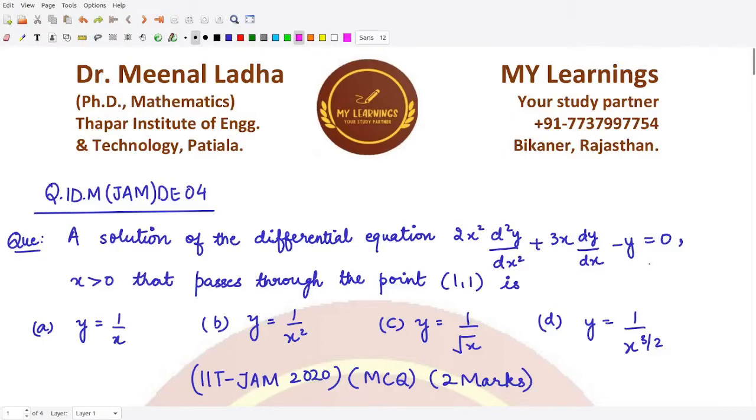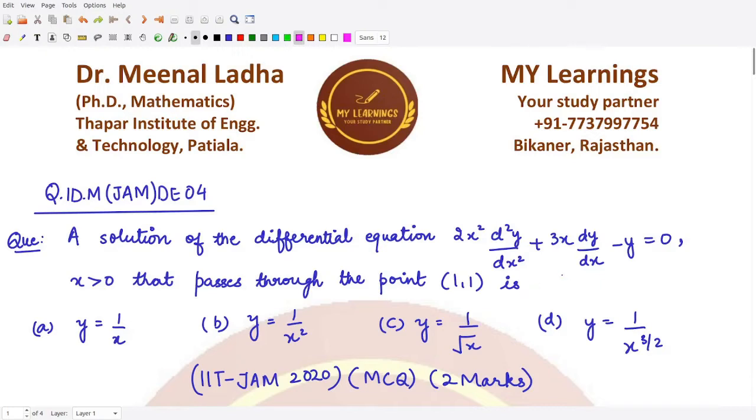In this video we have to find the solution of this differential equation among all of these four options, and moreover the solution should pass through the point 1, 1. So first of all, there are two conditions: firstly you have to find a solution, and moreover that solution should pass through the point 1, 1.